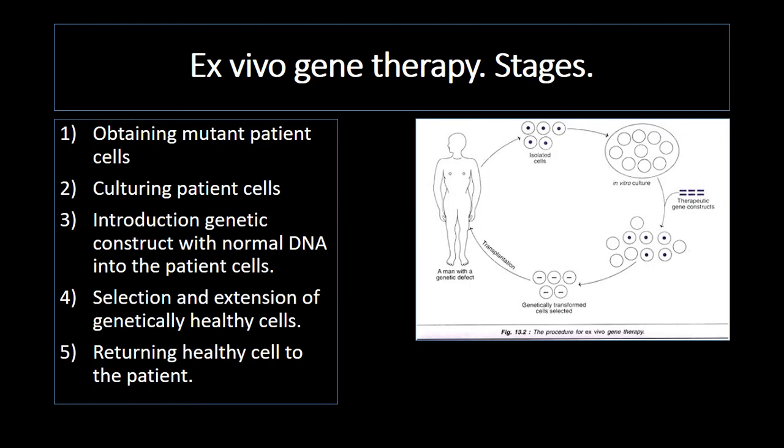What does it mean? Ex vivo gene therapy stages: obtaining mutant patient cells, isolated cells, culturing patient cells outside the organism, introduction of genetic construct with normal DNA into the patient cells, selection and extension of the genetically healthy cells, and returning healthy cells to the patient. This type of therapy is known as ex vivo, outside the living organism of the human body.